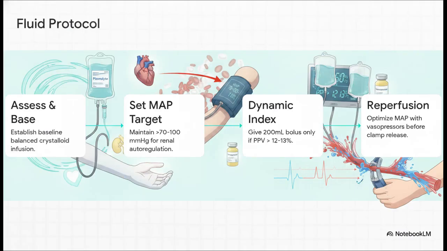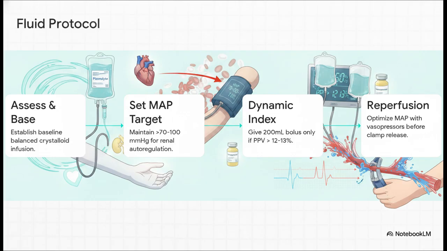Based on the totality of the evidence we've reviewed today, here is your step-by-step, actionable, evidence-based protocol. Step 1. Perform a meticulous baseline assessment. Look at their pre-op weight, their recent dialysis volume, and their cardiac history. Initiate a modest baseline maintenance infusion of a balanced crystalloid, such as Plasma-Lyte, at around 5 mL per kilo per hour. Step 2. Defend the mean arterial pressure. Keep it strictly between 70 and 100 millimeters of mercury to ensure renal autoregulation. And don't be afraid to use judicious infusions of targeted norepinephrine to maintain that perfusion pressure.